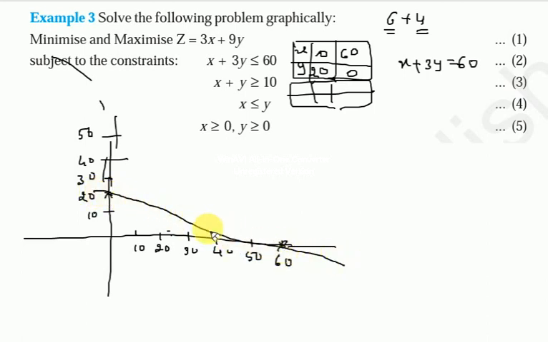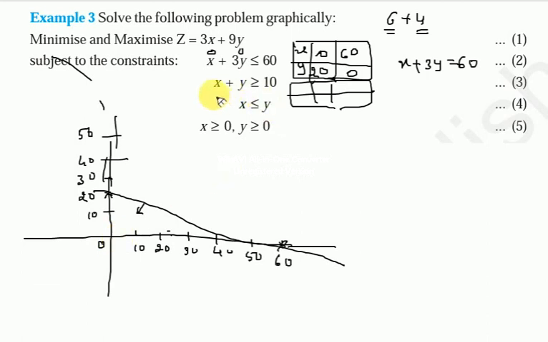So this is 60. Now, we need to substitute origin as a testing point if the line is not passing through origin. Since this line is not passing through the origin, if you substitute 0, 0, actually it is 0 plus 3 into 0 less than or equals to 60 is a true statement. So that we can take this one as towards origin.